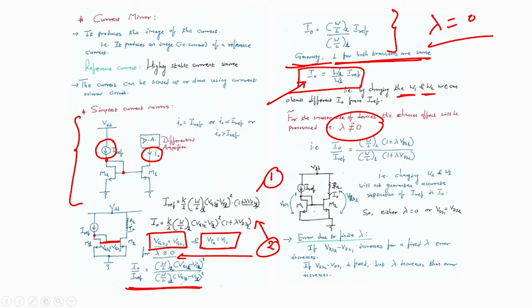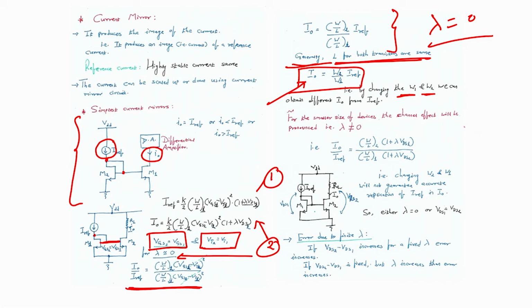When lambda is not equal to 0, we have this formula. By changing W2 and W1, we cannot guarantee that we can have replication of I reference in IO, because now this is the condition that we have to consider, because here lambda is not equal to 0. So, in this particular case, there is an error due to this lambda. Let us see the first error.